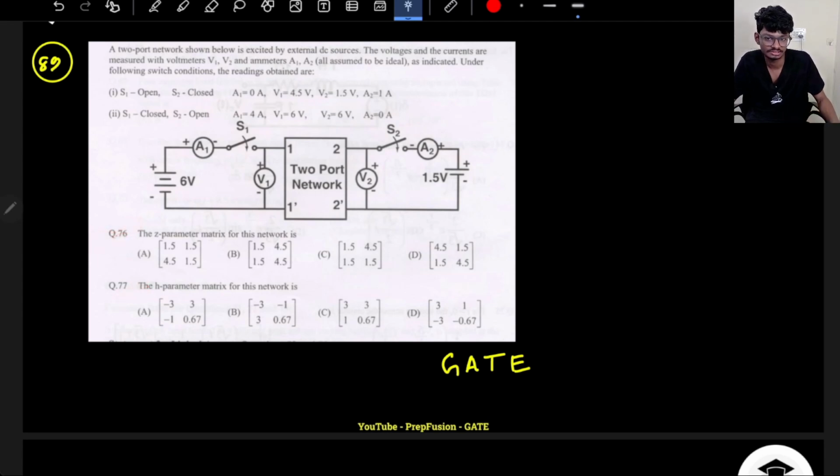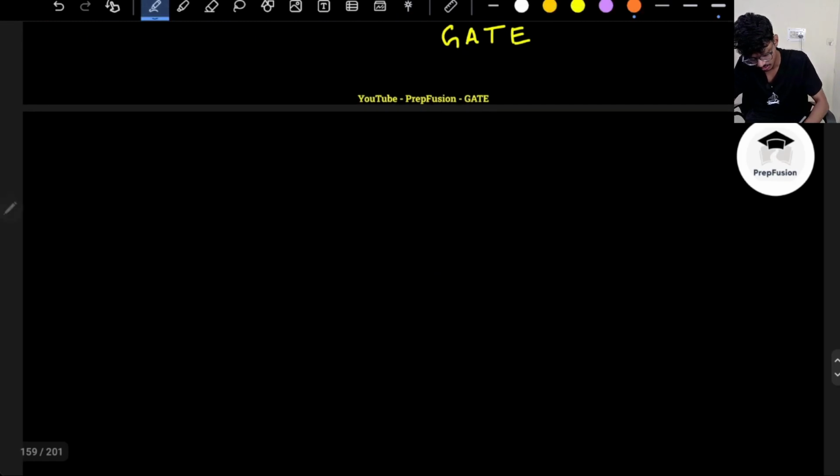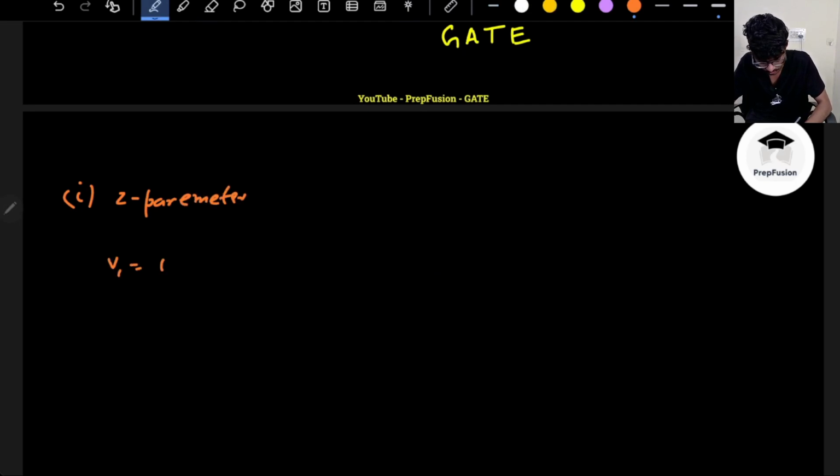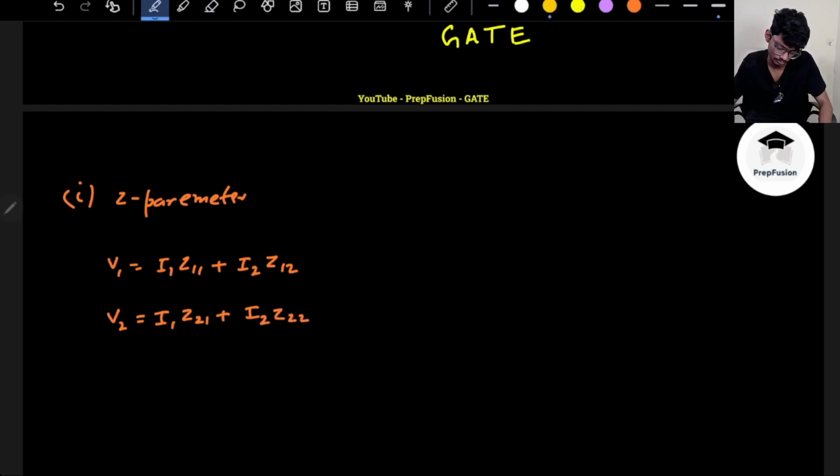So let's first discuss the Z parameter. What is the condition for Z parameter? If you remember, Z parameters are the open circuit parameters, where V1 equals I1 Z11 plus I2 Z12, and V2 equals I1 Z21 plus I2 Z22.